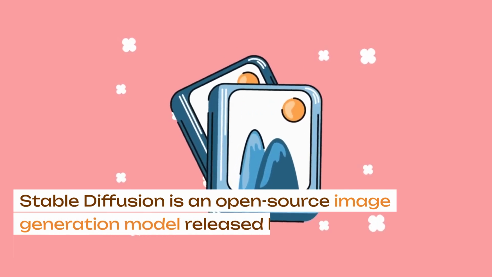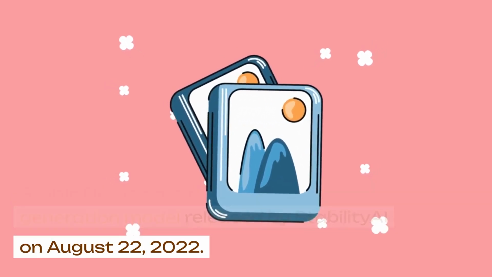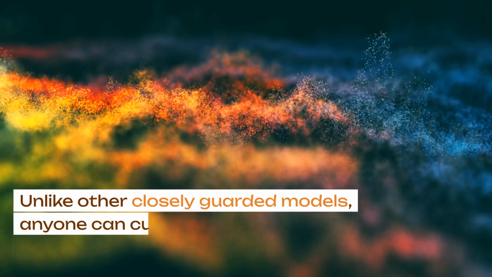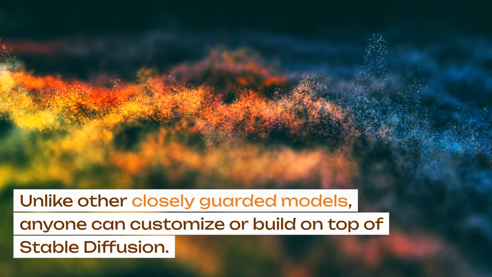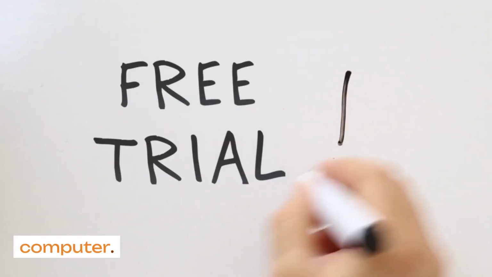What is Stable Diffusion? Stable Diffusion is an open-source image generation model released by Stability AI on August 22, 2022. Unlike other closely guarded models, anyone can customize or build on top of Stable Diffusion. It's free, and you can run it on an ordinary computer.